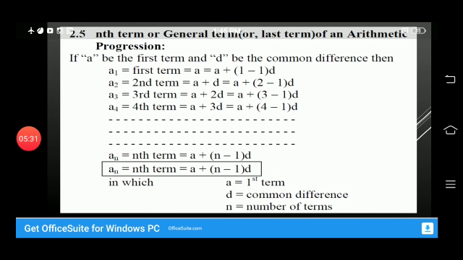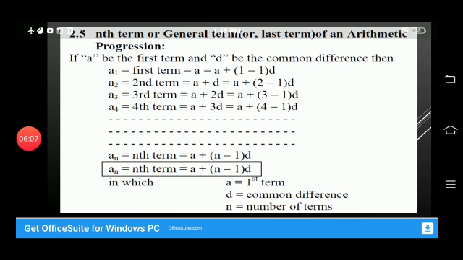The nth term, or the last term, of an arithmetic progression. If a1 is the first term and d is the common difference, then a1 is the first term, that is a1 plus 1 minus 1 into d. a2 is the second term, a1 plus d, which equals a1 plus 2 minus 1 into d. a3 is the third term, a1 plus 2d, and we can write 2d as 3 minus 1 because it is the third term. a4 is the fourth term, a1 plus 3d, which is a1 plus 4 minus 1 into d.